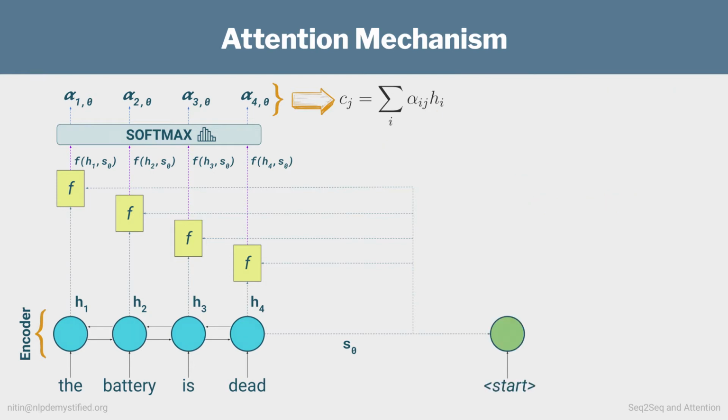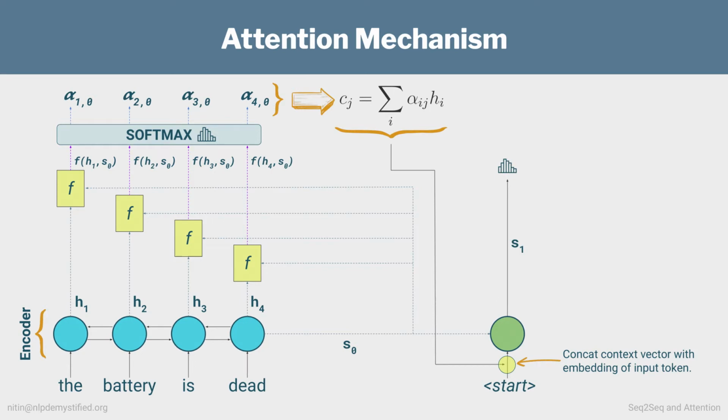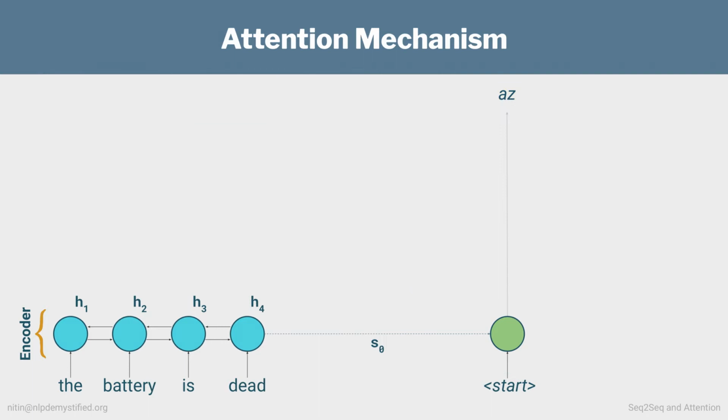We can now execute the first decoder time step. As before, a start token serves as the first decoder input. The context vector is then concatenated with the embedding of the start token. This combined vector leads to the first hidden state of the decoder, which then goes through a softmax. And let's say the most probable word from that is az, the Hungarian word for the. That concludes one complete decoding time step using attention.